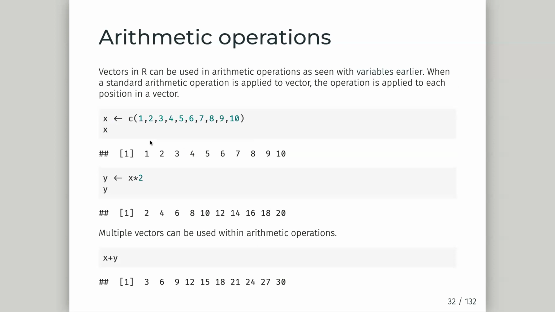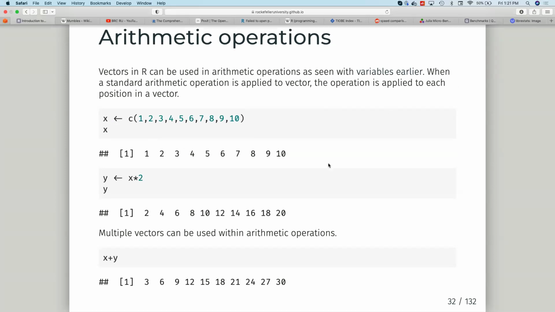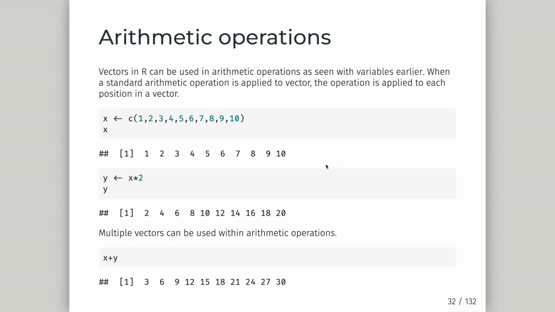Vectors in R can be used for arithmetic operations, numeric vectors in R, as seen with other variables earlier. So I could add 2 numbers together very simply. Here we can do standard arithmetic operations on whole vectors at a time. So I'm going to create a vector x, which is 1 to 10. If I then want to multiply every single value in that vector by 2, I can just do x times 2, and it will double them all. Right? So now I have a new vector called y, which is 2 times that.